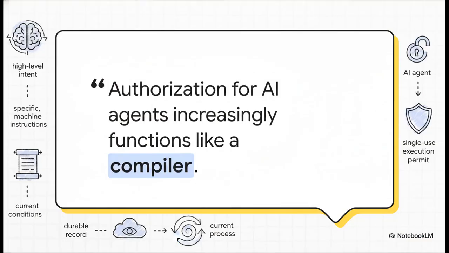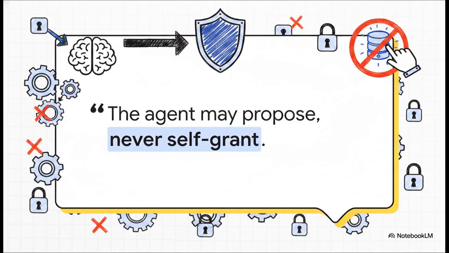Think about what a compiler actually does in software development. It takes high-level intent, like human-readable code, and it translates it all the way down into specific, executable machine instructions that a processor can safely run. Runtime authorization for AI has to function exactly the same way. We simply can't just give an AI general permission to do things. It doesn't work. We have to take a durable record of the approved work, check the current environmental conditions, verify the current authority, and then literally compile all of that context into a single-use execution permit for one specific, isolated action.